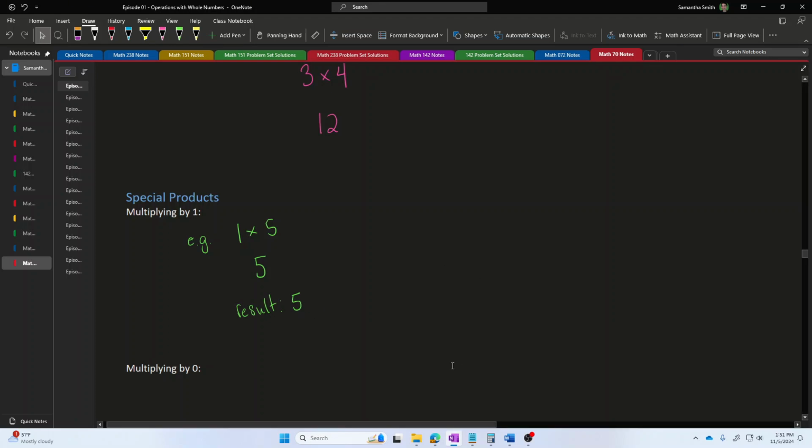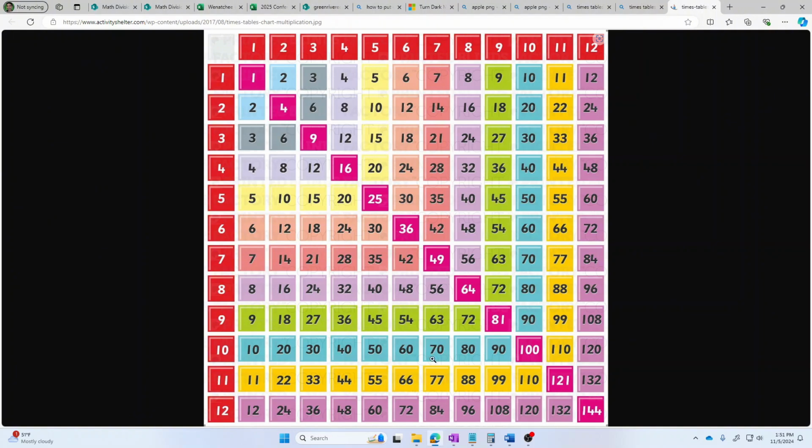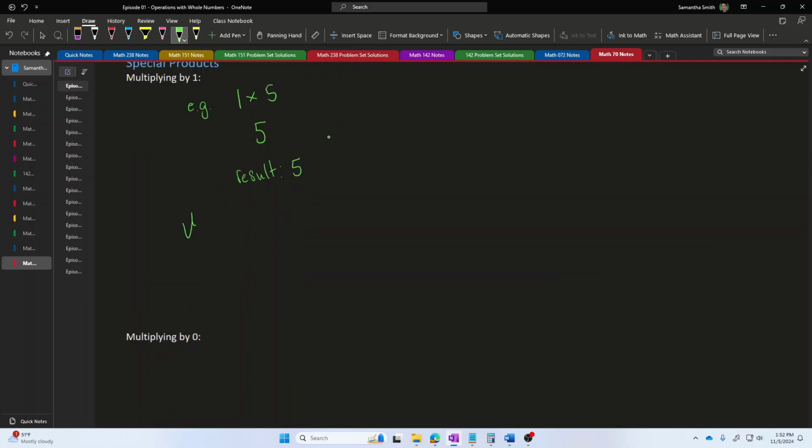And if you look at the times table, you can see that this pattern shows up for all the numbers. If I multiply 1 by 1, the result is 1. If I multiply 2 by 1, the result is 2. If I multiply 3 by 1, the result is 3, and so on all the way through the table. If you multiply a number by 1, you just get back the exact same number that you started with.